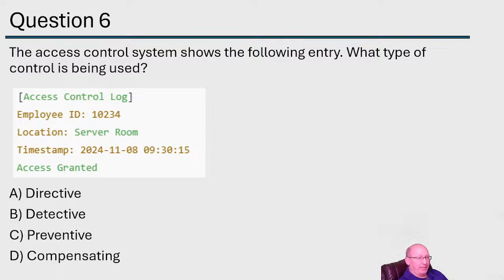If you answered detective control, I'm sorry, you would be incorrect. It is not a detective control. Why? Because it literally is access granted. We're seeing the log here, and it says the access control system shows the following entry. What type of control is being used? In this case, we see the server room, we see the access was granted, but we could also block access, which would be a preventive control. Preventive is going to be our answer for this one.